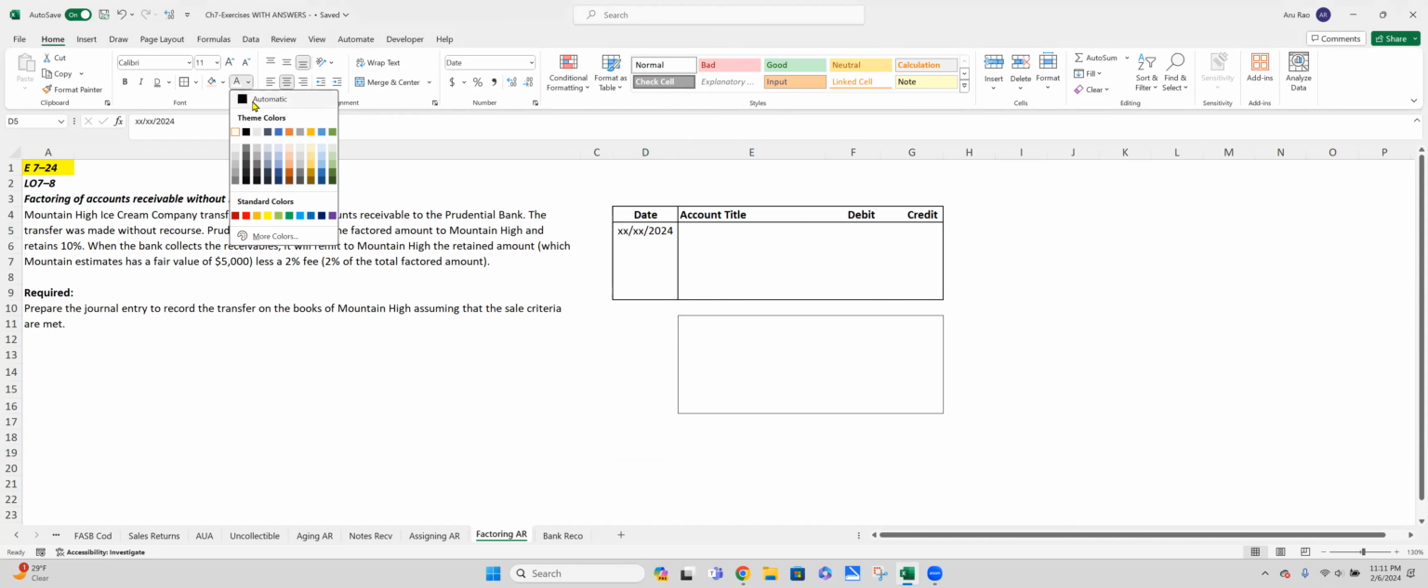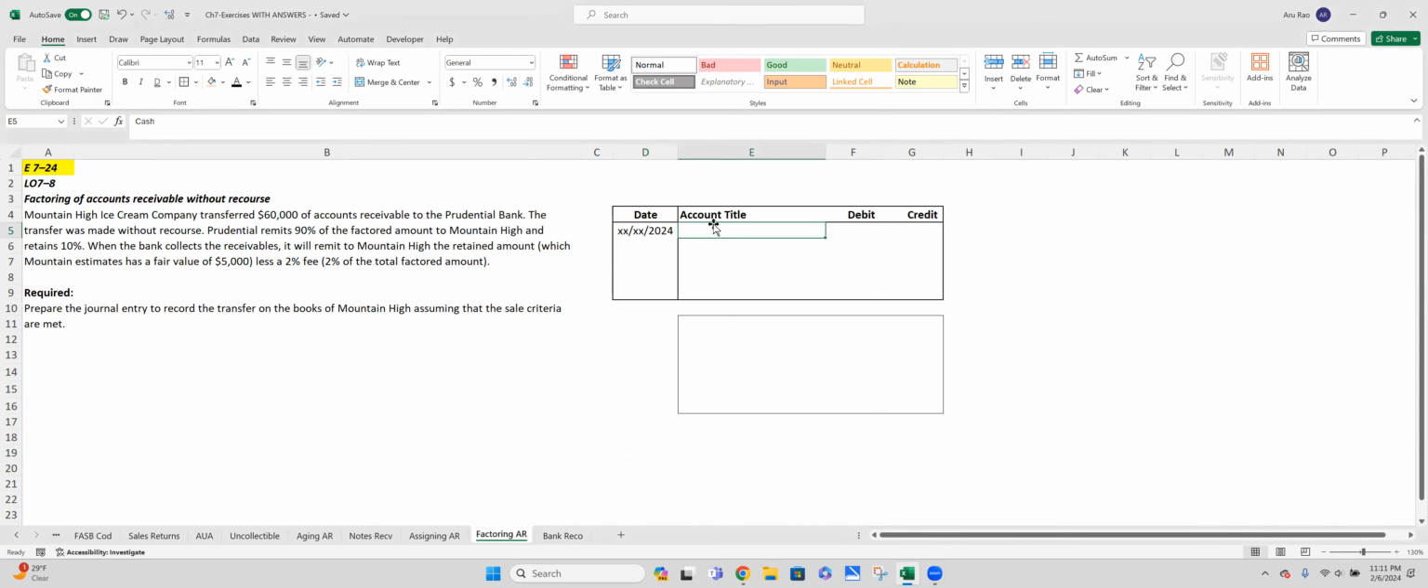Let's start with writing down the date. I'm getting cash right now, cash debit. I'm giving up my accounts receivable. So those two I know for sure. I'm giving up $60,000 of accounts receivable. So I take them off my books, I'm selling it.